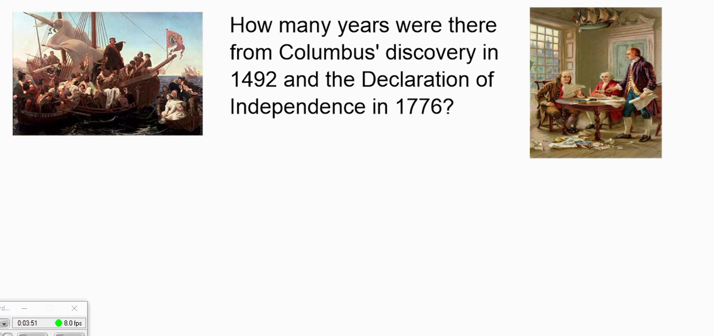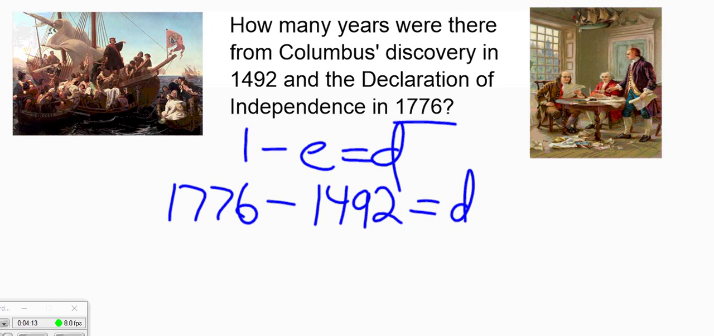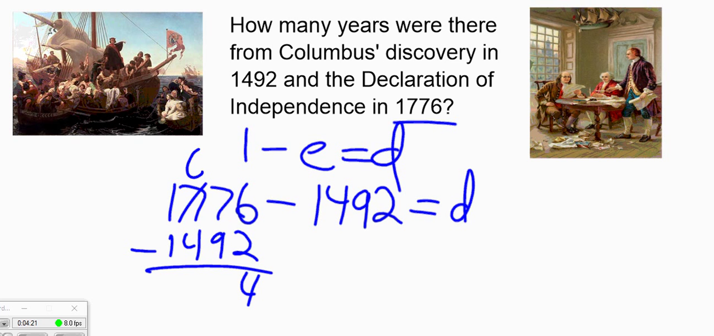Our example here then says, how many years were there from Columbus's discovery in 1492 and the Declaration of Independence in 1776? So we have the later time, 1776, minus the earlier time of 1492 is going to give us the difference in years. And we can throw that one up here and get an answer of 284 years.